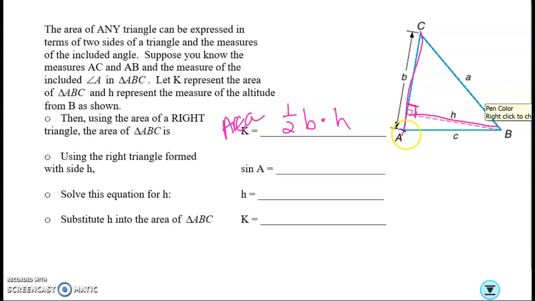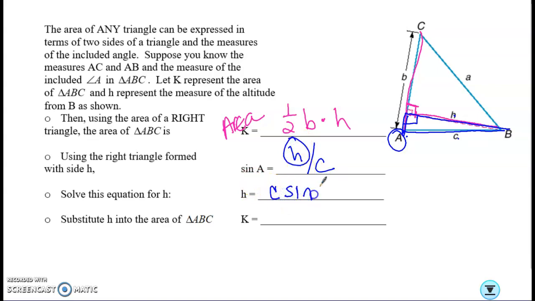Now they're asking us for the sine of angle A. Well, A is here, and you have to be working with a right triangle to use the sine. So I believe this little sliver here is a right triangle, and they want to know what would be the sine of A. Well, A would be the opposite over the hypotenuse, so H over C would be the sine of A. Now they want us to take that last equation and solve for H. So if we multiply C by both sides, we get C times the sine of A. And H was the thing that we might not have in our triangle.